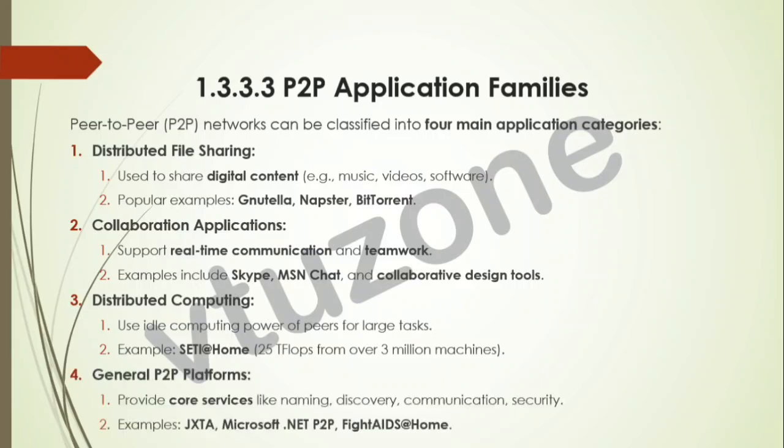Then the fourth category is general peer-to-peer platforms. See, they provide core services like naming, discovery, communication and security. Some peer-to-peer platforms are built to give basic services that any peer-to-peer app needs, such as helping devices find each other, communicate safely, and manage user identities.